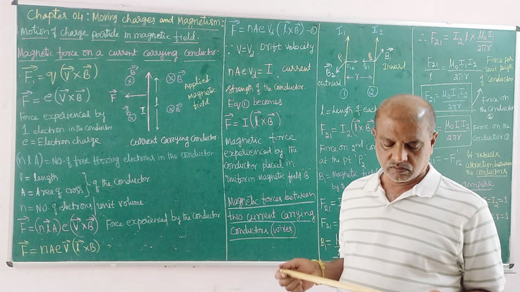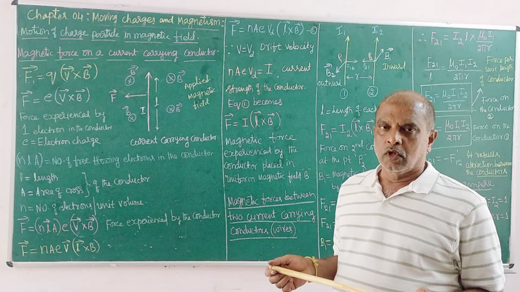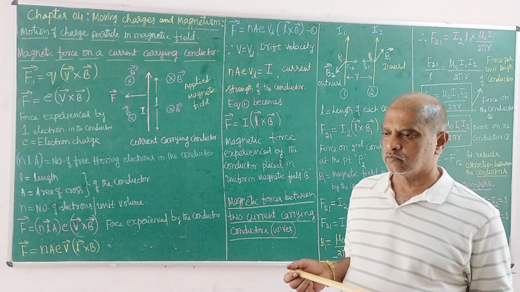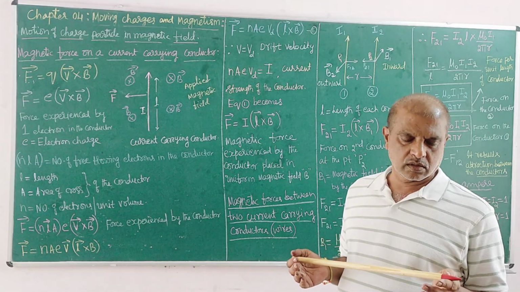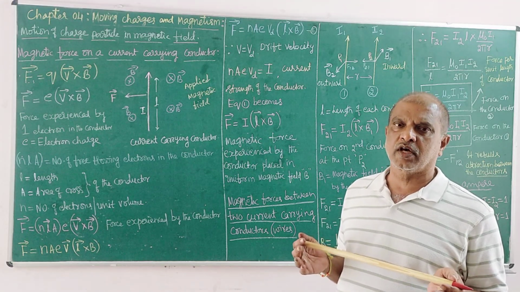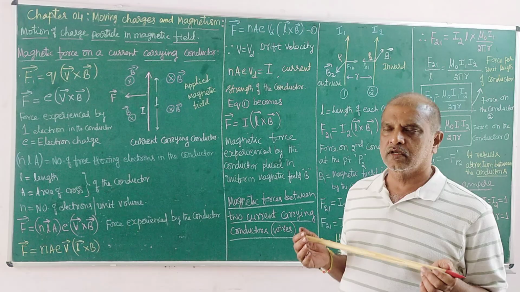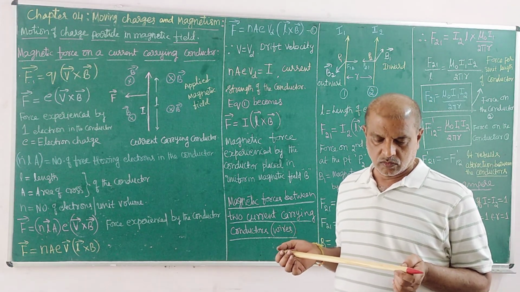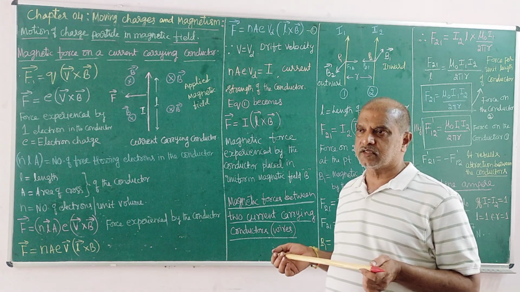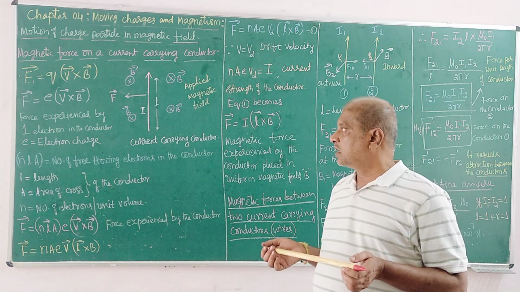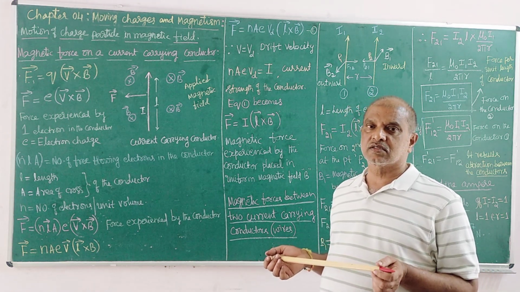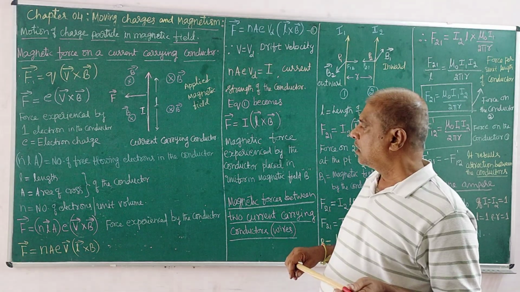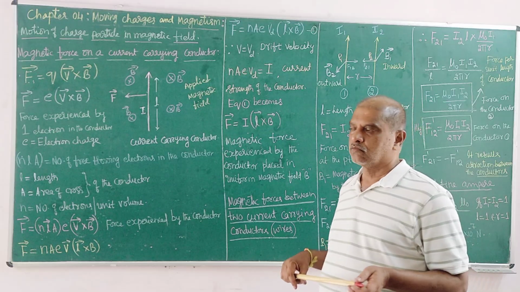In the conductor, it is not one or two charges that are flowing. It is a large number of charges that are flowing, say some billions or millions of charges. What are those charges? Those charges are free electrons. Free electrons are flowing in the conductor.